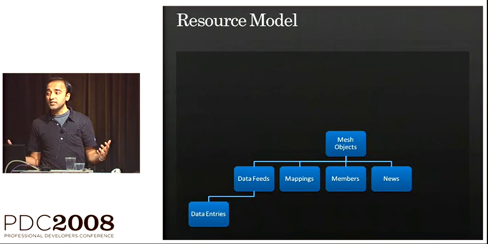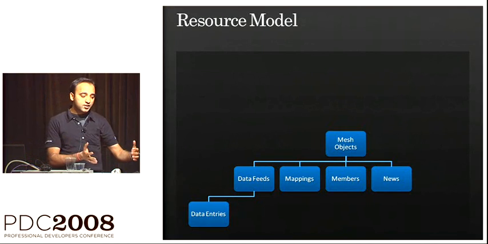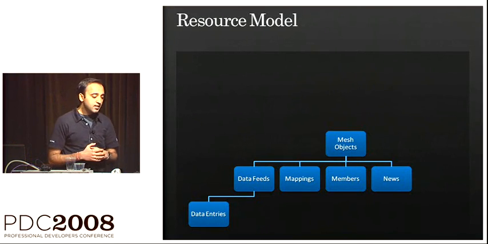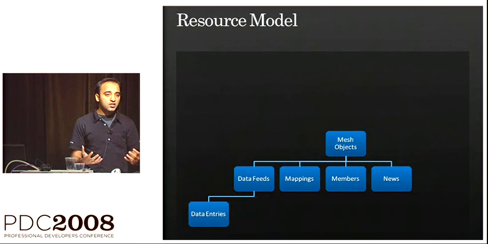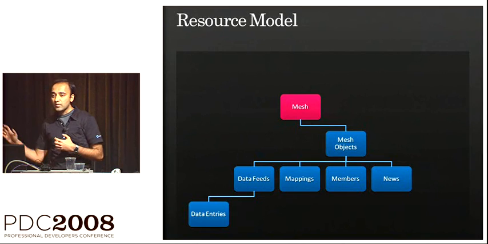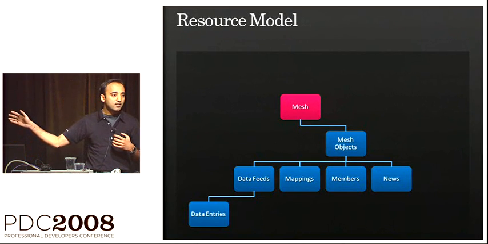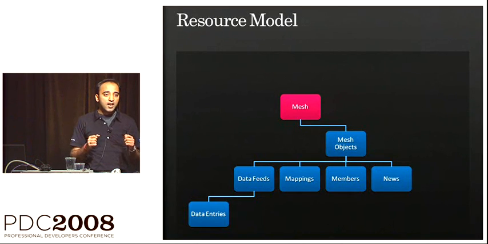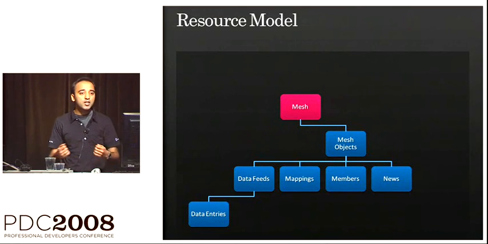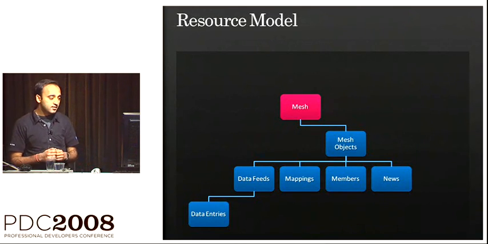Now I can have multiple of these mesh objects, one related to my photos, one related to my music, one related to my work documents, and collectively all these mesh objects can be accessed via my mesh. Now I've colored the mesh differently than the rest of the things, which is to imply that mesh is singular. A user only has a single mesh, but it can have multiple mesh objects, multiple data feeds, multiple data entries.